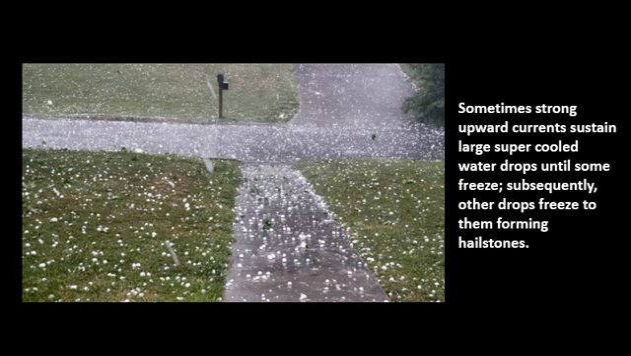So sometimes strong upward currents sustain large supercooled water droplets until some freeze. Subsequently, other drops freeze to them, and then you could get hailstones. So all kinds of things could happen just by the precipitation going through different air masses and things of that nature.